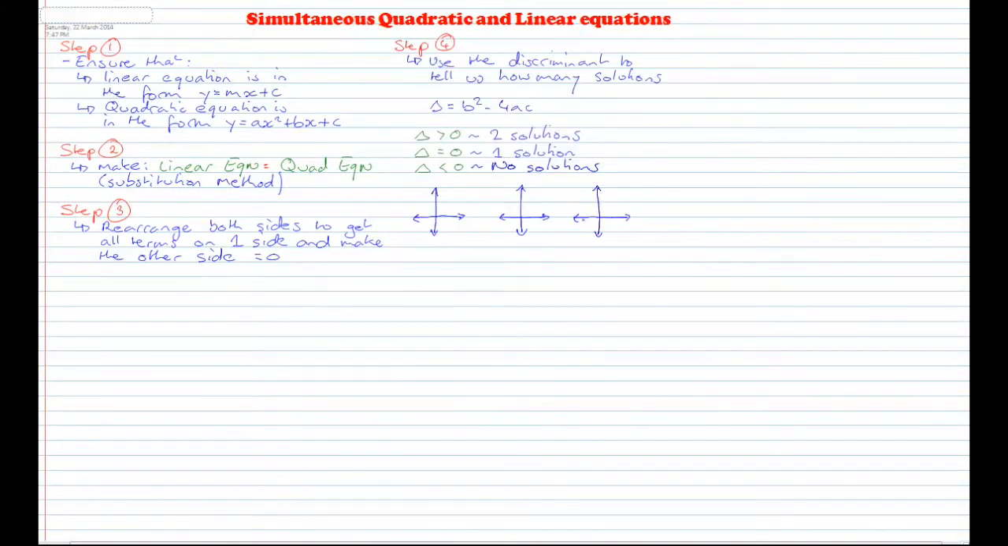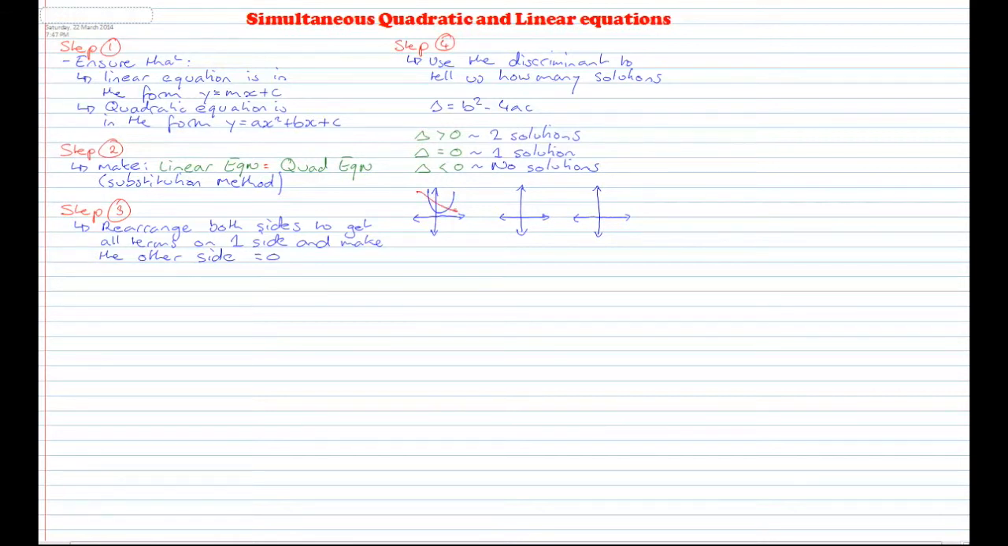Now step 4 is to use the discriminant to tell us how many solutions we're going to have. Remember, the discriminant is equal to b squared minus 4ac. If the discriminant is greater than 0, we'll actually have two solutions. Unlike what we've done before, where we found the number of x-intercepts, because we've used simultaneous equations, what this is going to tell us is the number of times the two equations actually intersect together. That is, how many times the quadratic equation and the linear equation intersect together.